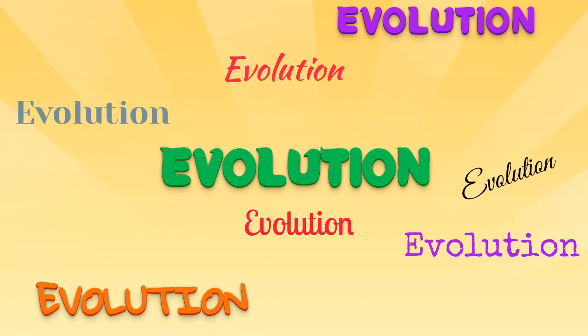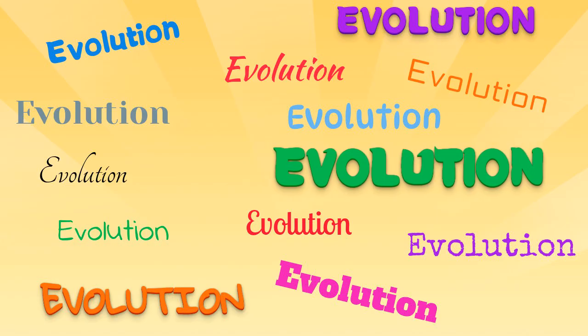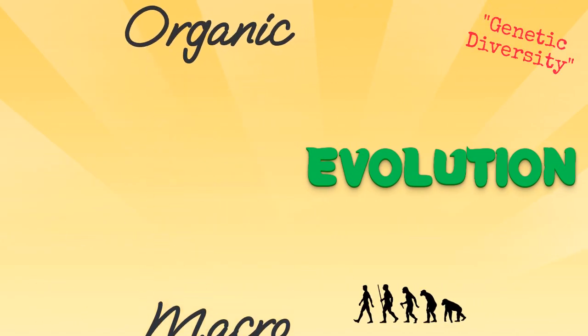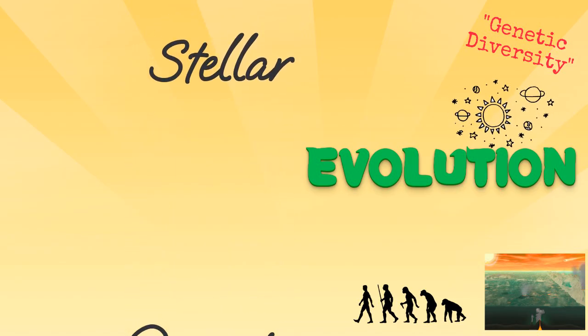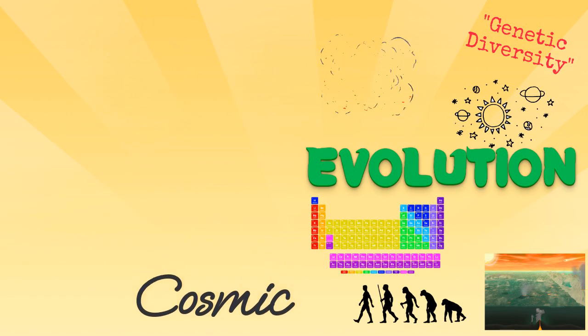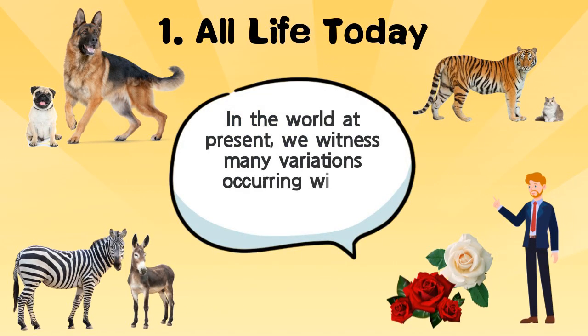The term evolution is often thrown around, yet it's a broad topic that might need further definition. Did you know that the word evolution can be used for at least 6 different processes? In this video, we're following the line of thought on the origin of all things, beginning with the things we can see. In the world at present, we witness many variations occurring within different species.